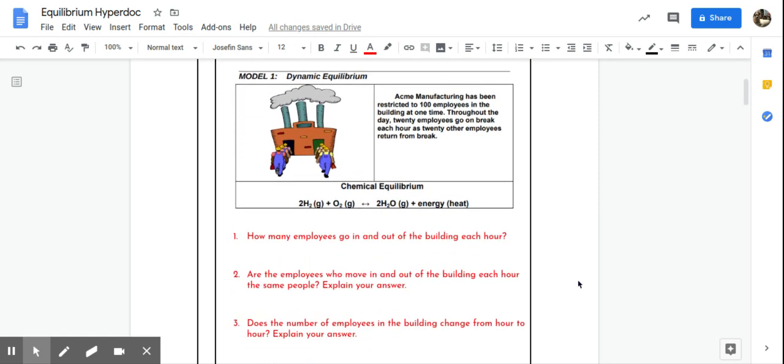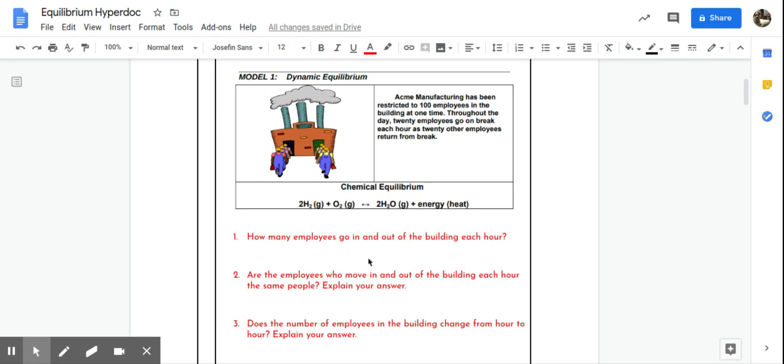So we're going to start off by talking about this concept called dynamic equilibrium. This is a manufacturing plant, Acme Manufacturing, and Acme Manufacturing can only have 100 employees in the plant at one time. Obviously those employees need to take breaks. So throughout the day, 20 employees will go on break and then 20 employees will enter so that we stay at 100 inside the plant. Question, you can ignore this chemical equilibrium for right now. We'll go back to that in a minute.